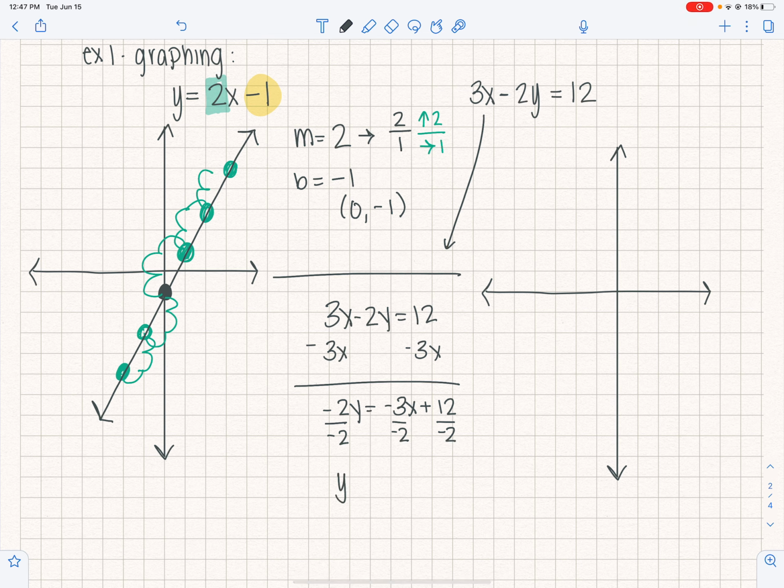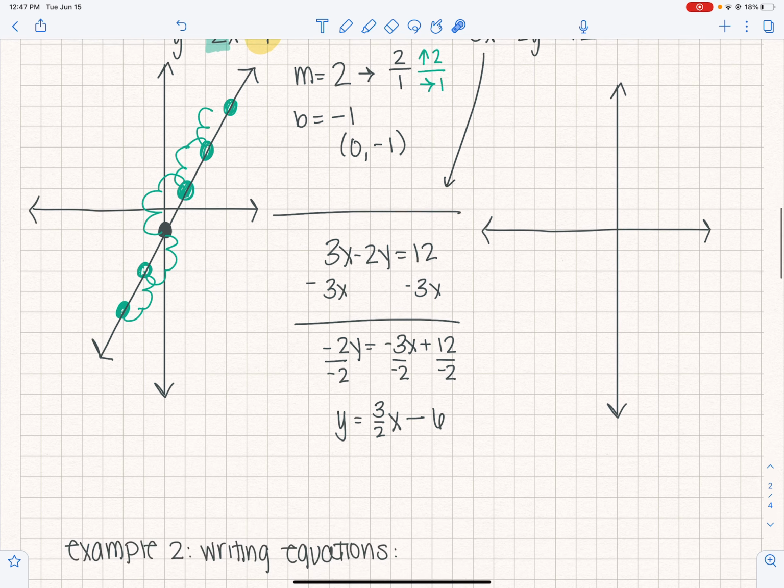And so my equation will be y = (3/2)x - 6. Make sure that you reduce any fractions that do reduce. For instance, negative 3 divided by negative 2 will reduce down, and then 12 divided by negative 2 will also reduce. Now that I've got it in slope-intercept form, I'm going to look for my m and b, and so m is going to be 3 over 2, and b is going to be negative 6.